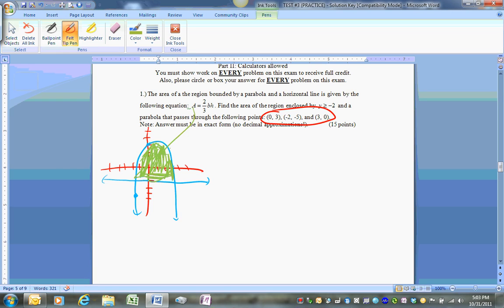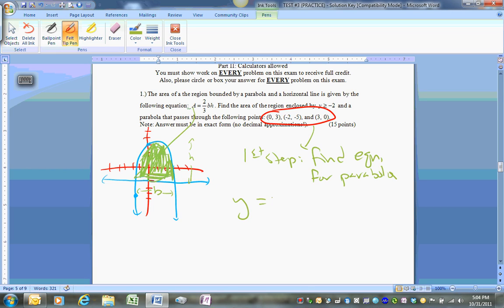So, of course, what we need to know is we need to know the base and the height. Well, it would be handy to know what the equation for a parabola is. So the first step, find the equation for the parabola. And here's what we'll do.